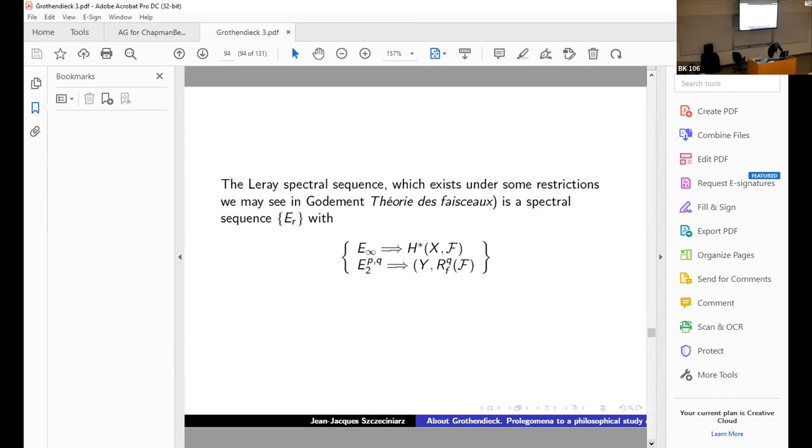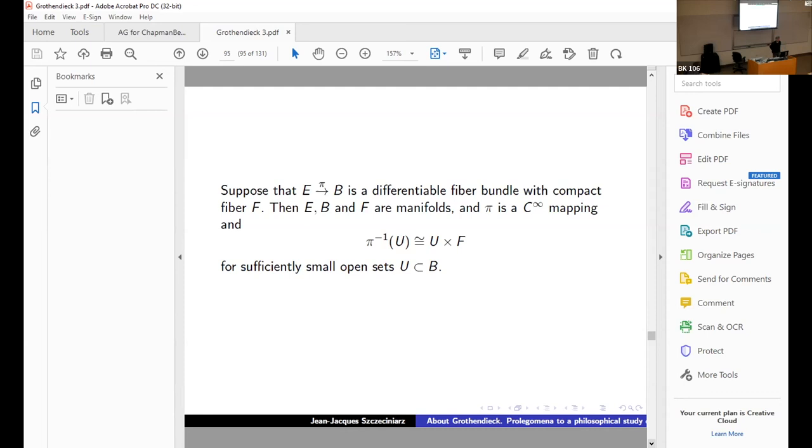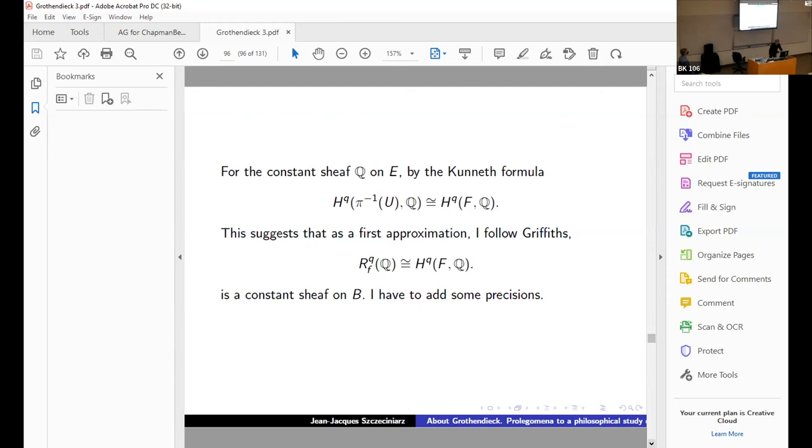Now, suppose that (A, P, B) is a differentiable fibration with compact fiber. Then A, B, and F are manifolds, P is a submersion mapping, and P^{-1}(U) is isomorphic to U times F for a sufficiently small open set U in A. And for the constant sheaf Q on F, by the Künneth formula, we have this expression. And this suggests a first approximation.